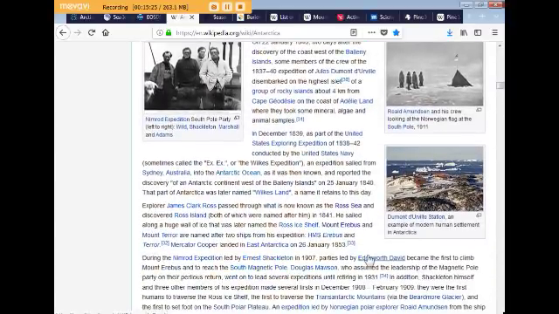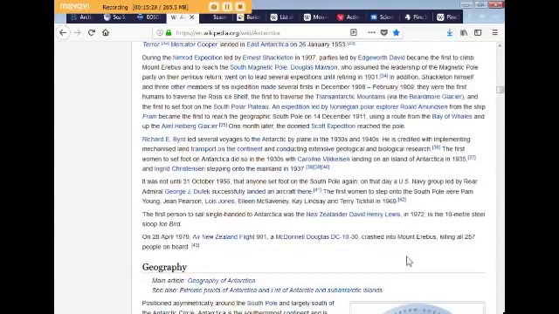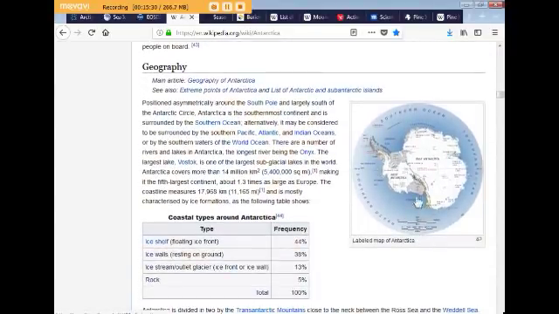Here's all the different expeditions that went down there. Here's the geography. Positioned asymmetrically around the South Pole and largely south of the Antarctic Circle, Antarctica is the southernmost continent and is surrounded by the Southern Ocean. Alternatively, it may be considered to be surrounded by the Southern Pacific, Atlantic, and Indian Oceans, or by the southern waters of the World Ocean.